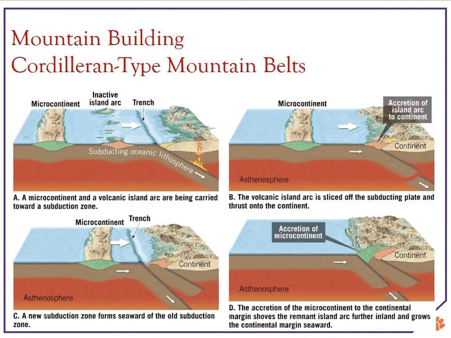Another type of mountain building is going to be by Cordilleran type mountain belts. In this case, we have a few different structures, such as an inactive island arc formed by a hotspot. And then we may have a microcontinent, which is going to be a form of land in an ocean. And again, we have this oceanic crust subducting underneath continental crust.